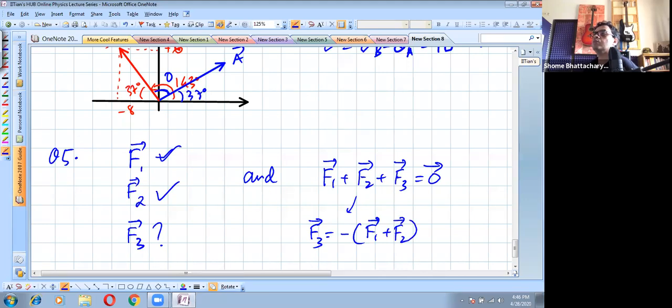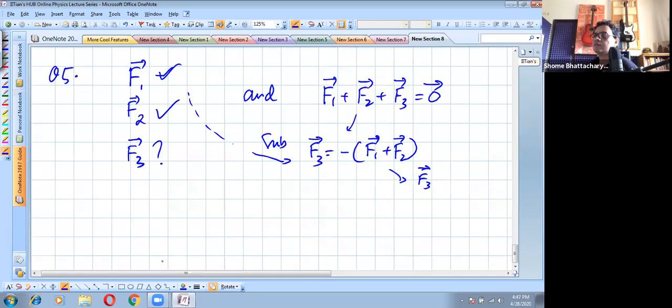Now whatever we know over here in component form, we just substitute that over here. If you substitute that information here, you will get the value of F3 as a vector. And then you can find out its magnitude using square root of x square plus y square. So that was question 5.